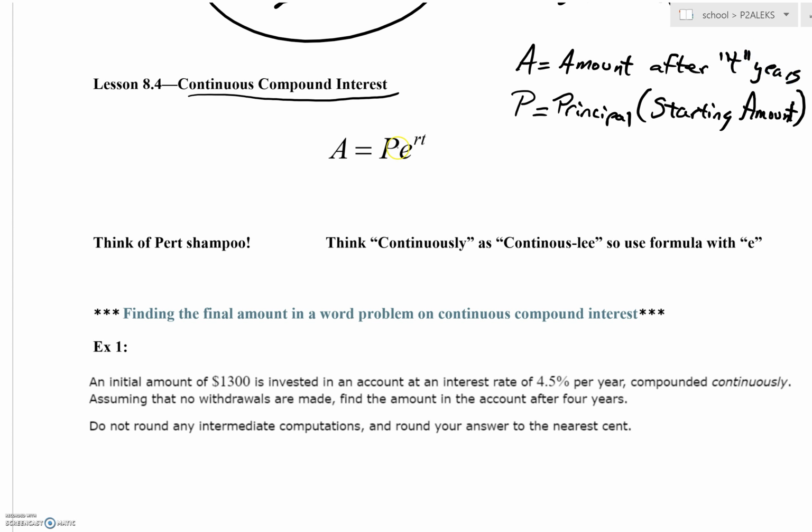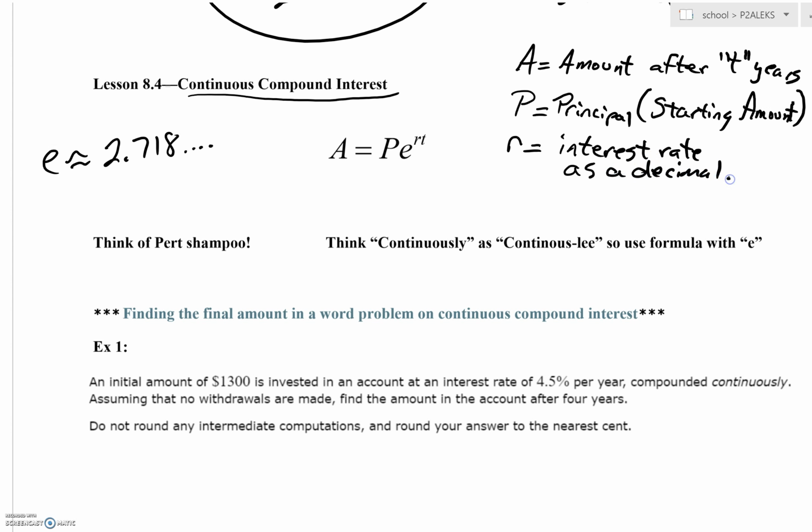And then you can think, well, what about E? E is that very famous number in higher mathematics. It's much like pi. It's a constant, and it's about 2.71828. And we'll use that in the calculator to help us. Your R is your interest rate, and it's your rate as a decimal. Convert your percent by dividing by 100. Please do that every time. And then T is your number of years.